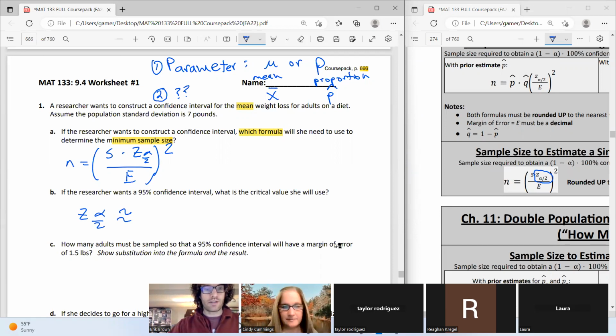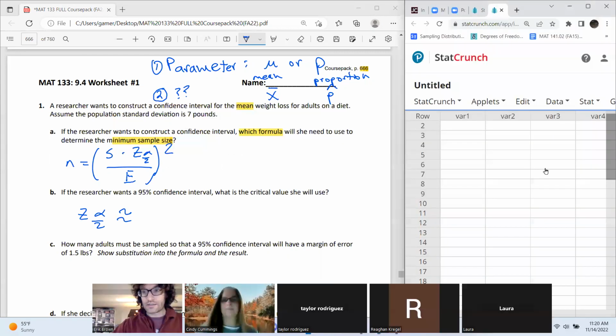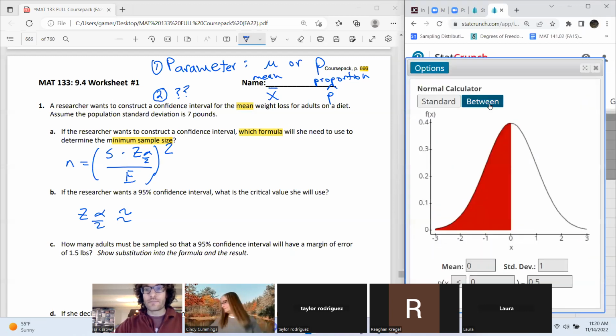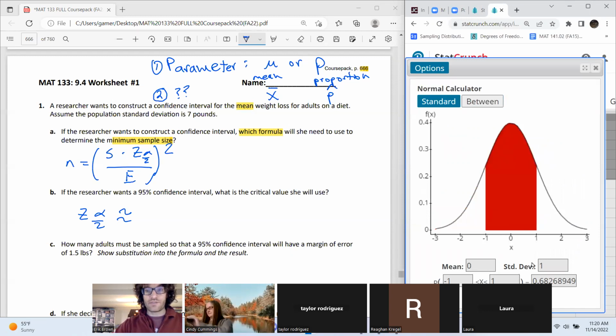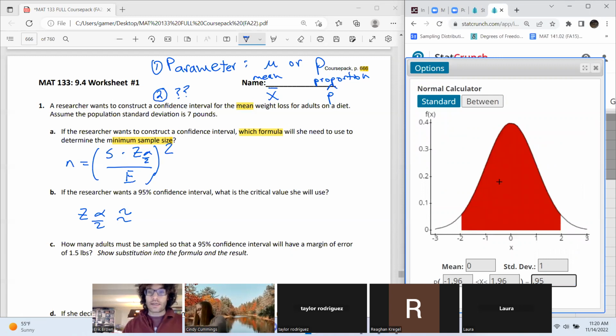It's probably memorized by this point, or you might think about memorizing it because you see it so often. It's the 1.960, I think. Let's see if I'm right. And you don't actually have to memorize it. You go to calculators and normal. Remember, z-scores have a mean of 0 and a standard deviation of 1. And we're using the between with the confidence level to get us 1.96.